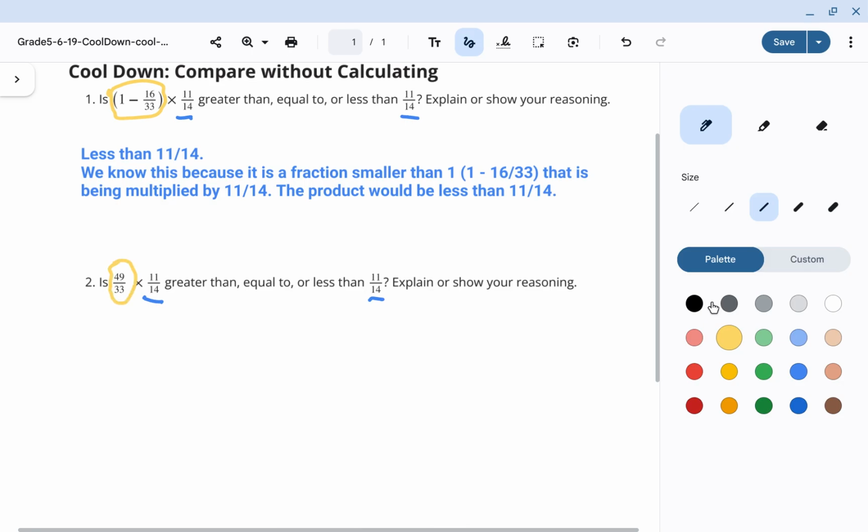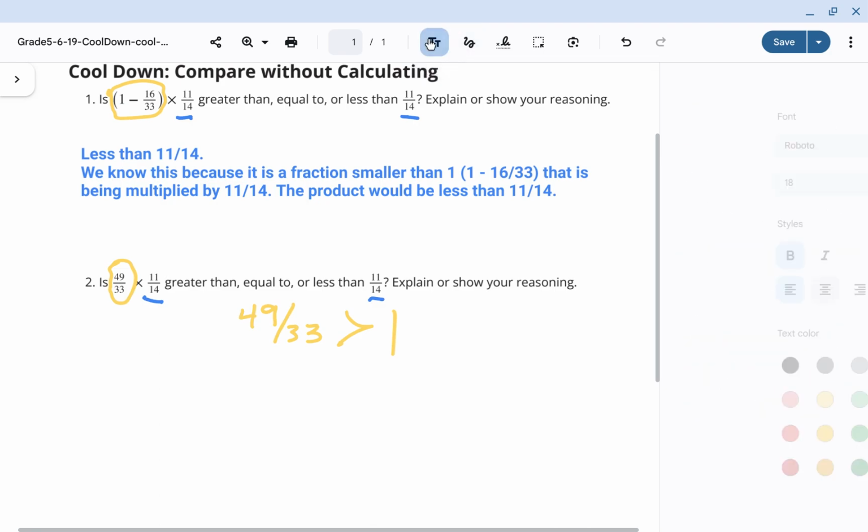So the question is, is 49/33 going to get me a whole group of 11/14 if it were exactly 1? Is it going to get me more than 11/14 if it is a fraction that is greater than 1? Or if it's less than 1, then of course it would get me something that is less than 11/14. Well, I know that 49/33 certainly is greater than 1 whole, right? 33/33 would be exactly 1 whole. So 49/33 is certainly going to lead me to an answer that is greater than 1.